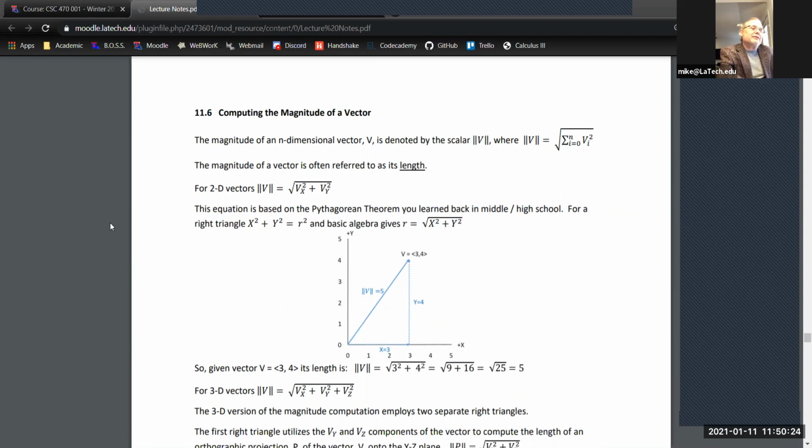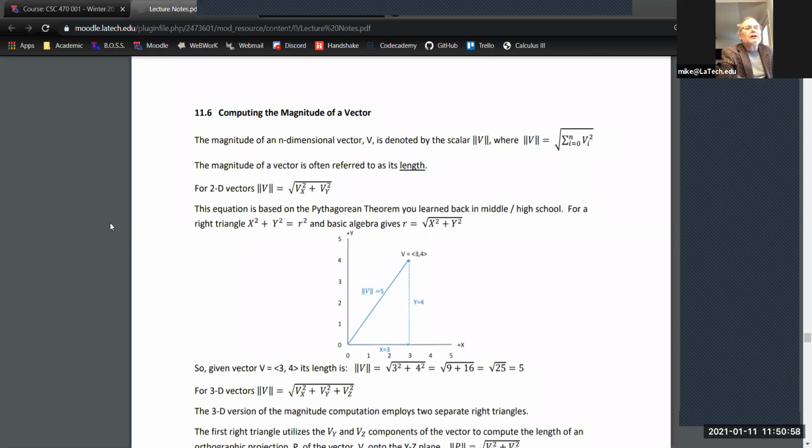This is basic trig, right, with the Pythagorean theorem and our little triangles. Basically, notationally, if you want to talk about the magnitude or the length of a vector v, we write that as double bars on both sides of the vector. And that's our way of writing the length of v or the magnitude of v.